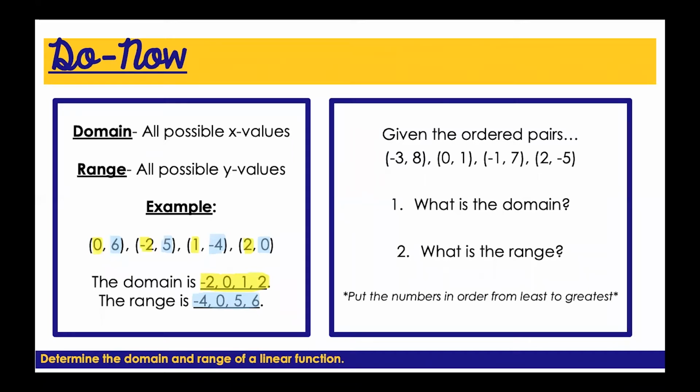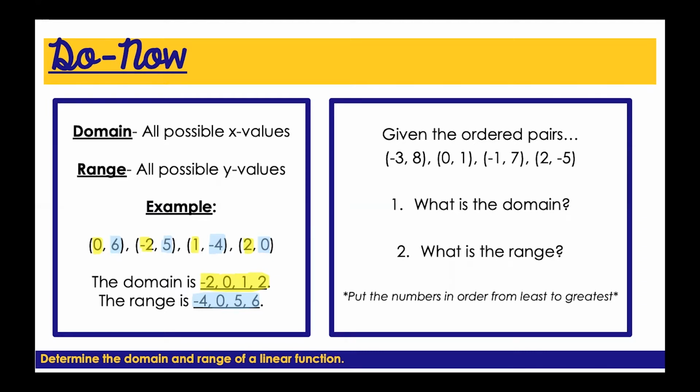For the do now, I would like you to press pause on the screen after I read the directions. On the left, I give you some information. I tell you that the domain is all possible x values. The range is all possible y values. You can see where I highlighted your x values in yellow and where I highlighted the y values in blue. The domain is all your x values, but put them in order from least to greatest. And the range is all your y values. Again, put them in order from least to greatest.